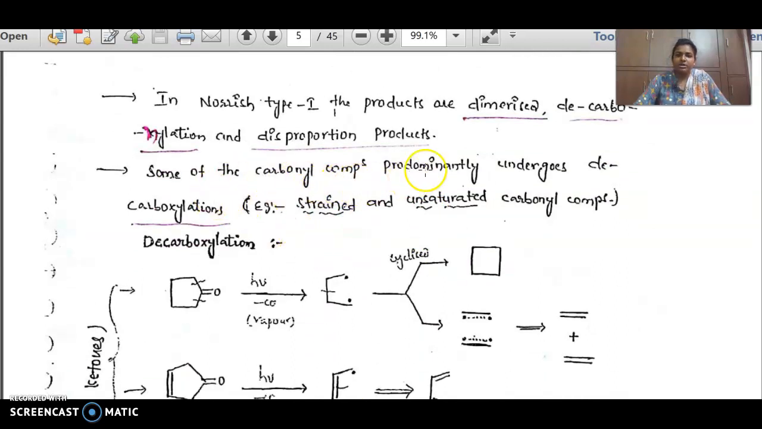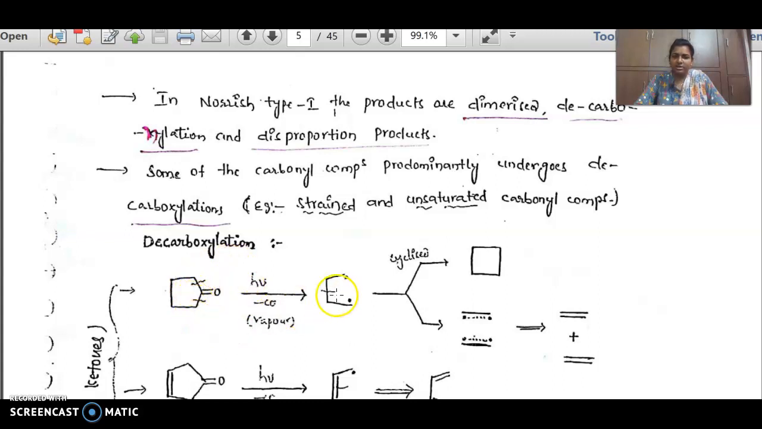Some of the carbonyl compounds predominantly undergo decarbonylation, for example strained unsaturated carbonyl compounds. If they are strained, especially, they will undergo decarbonylation. Strained means a 5-membered cyclic ketone. 5-membered rings are very strained. They always want to release the stress. That's why C=O decarbonylation occurs.